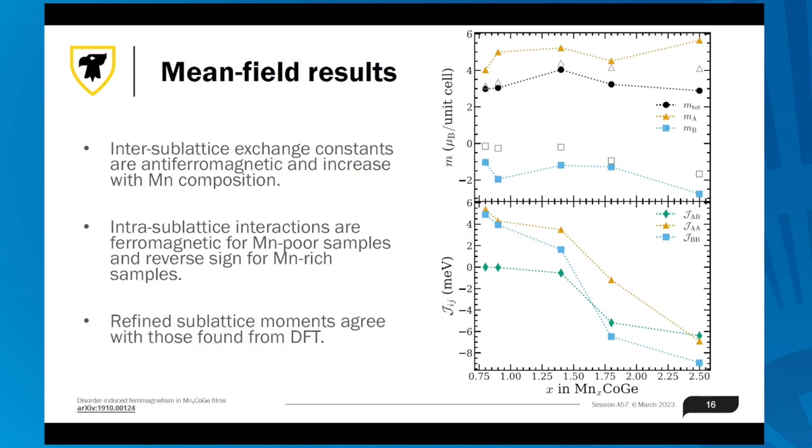In terms of results, we find that the inter-sublattice exchange constants, so here between the A and the B sublattice, are anti-ferromagnetic, and they increase in strength with manganese composition. And the intra-sublattice interactions are ferromagnetic for the manganese-poor samples, and they actually change sign for the manganese-rich samples. And so we use our previous model to estimate the magnetic moments for this modeling. And then when we perform a refinement of these fits, we find that the calculated moments here agree with these open squares here for the DFT moments.